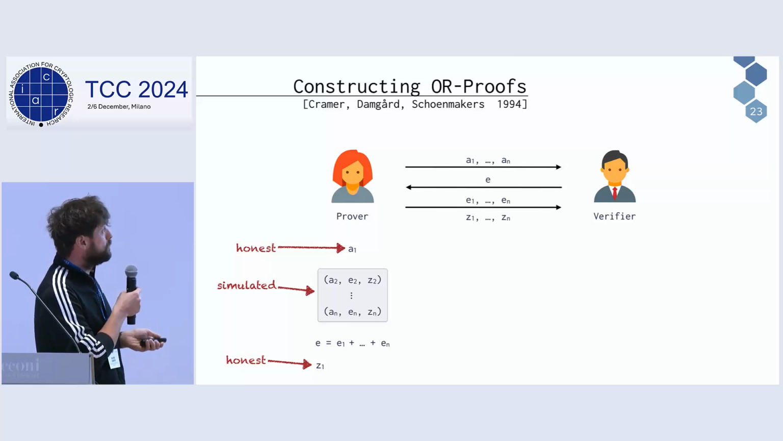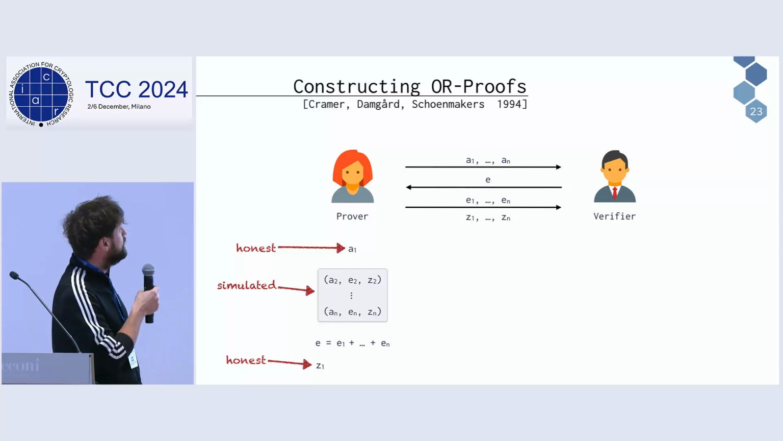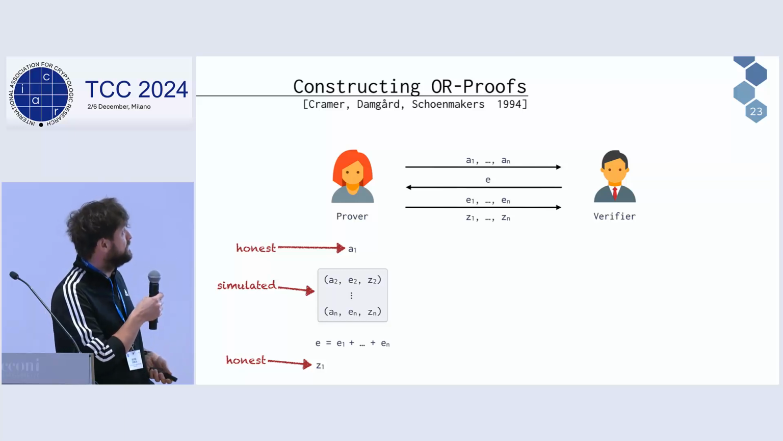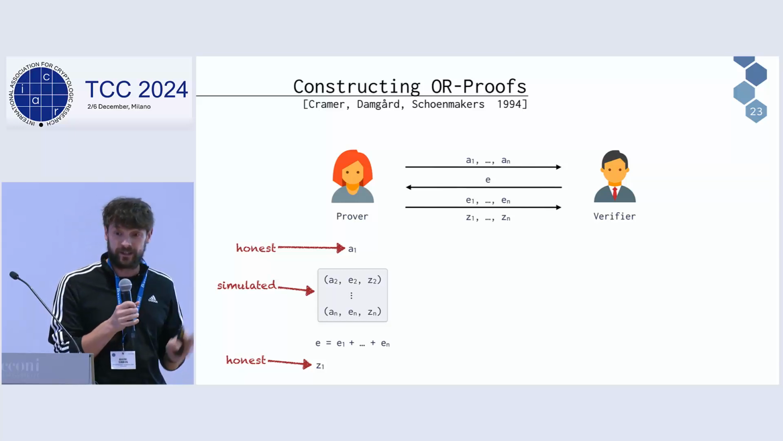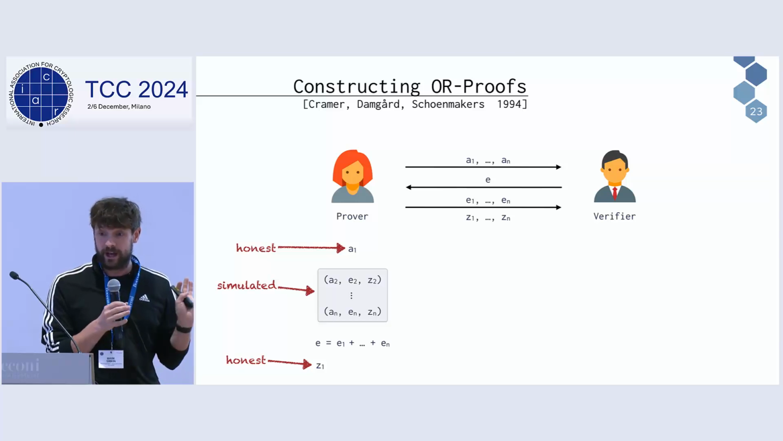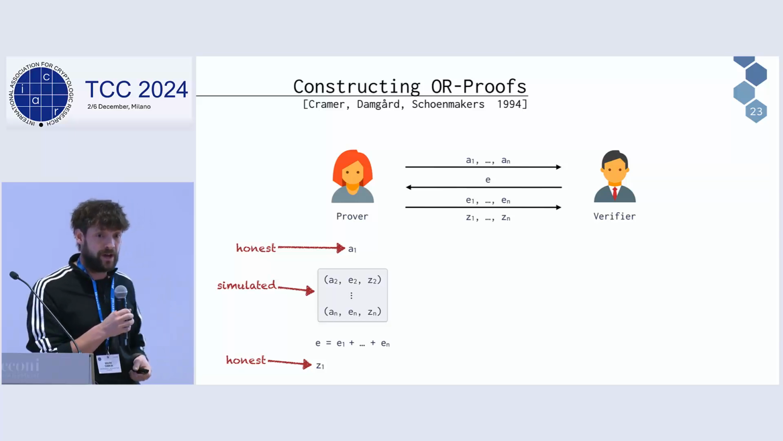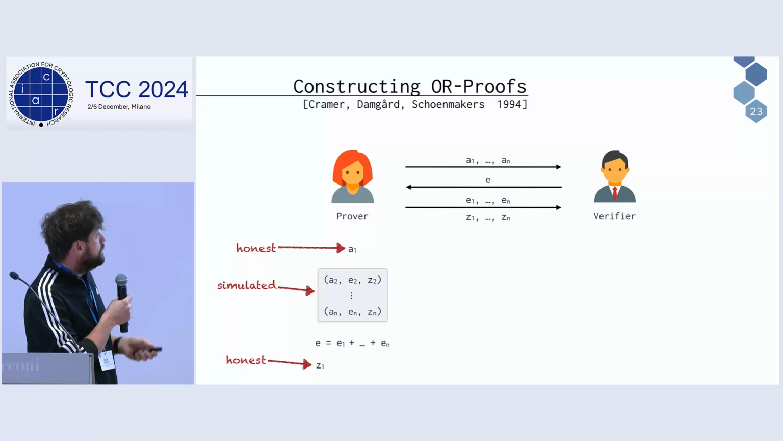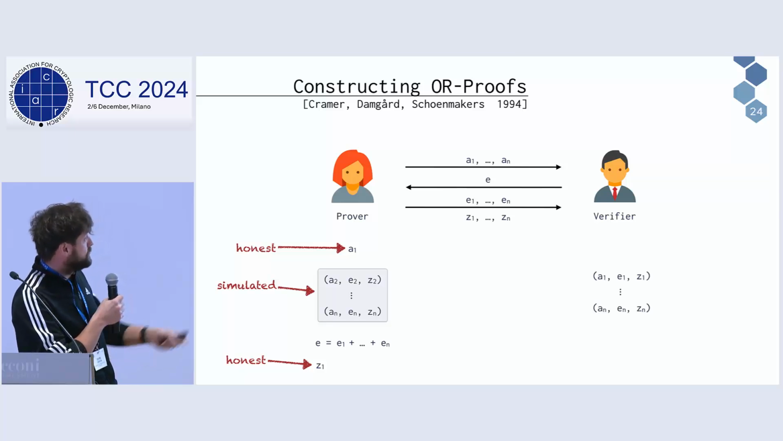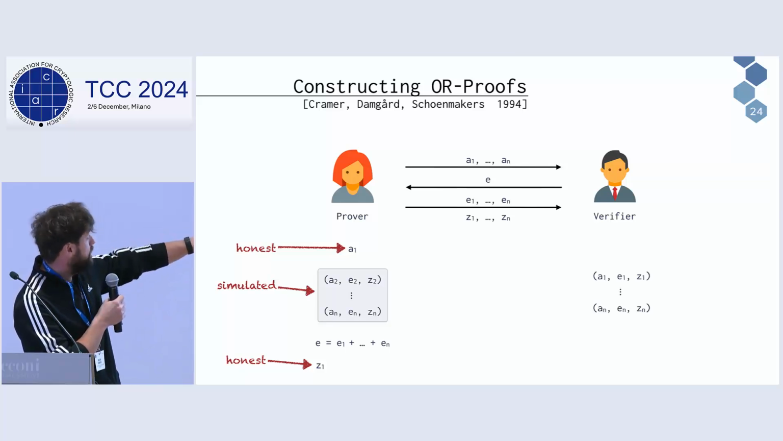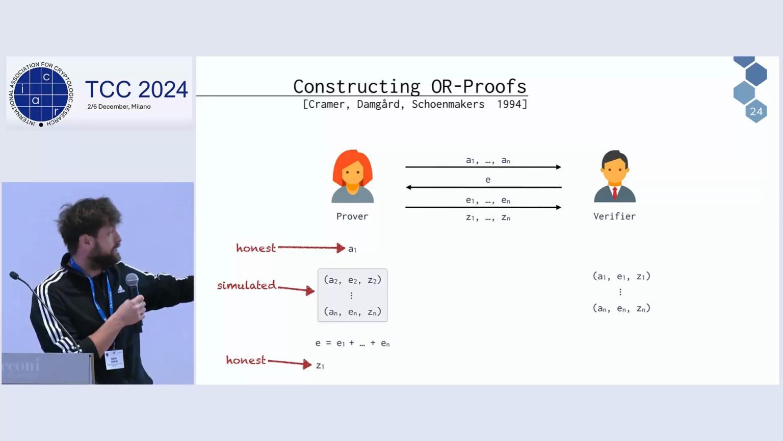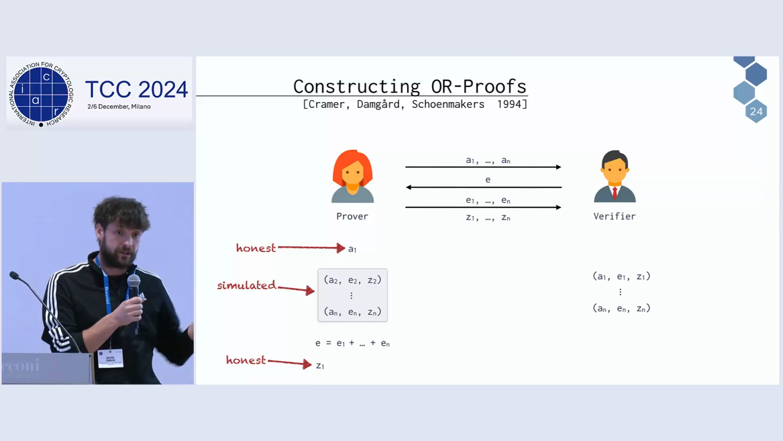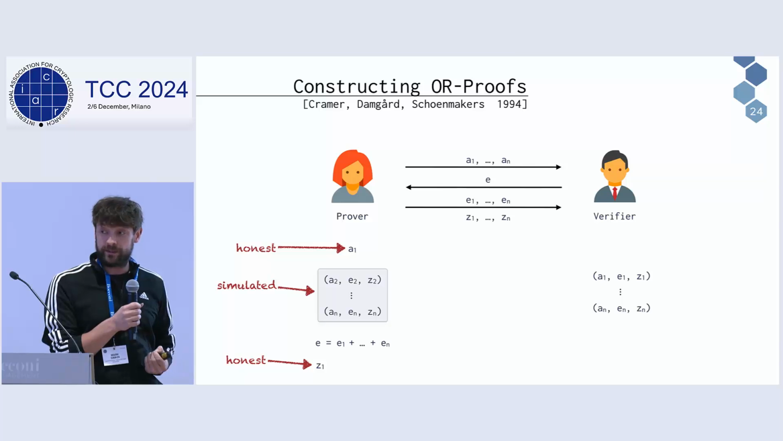Okay, so let's compress all of those. The first one, we'll just send the hash. Now instead of sending all the values A1 to AN, we just send a collision-resistant hash value of those values. Now for the second and third round messages, the prover picks the EIs and the ZIs at random and computes the AI with the simulator.